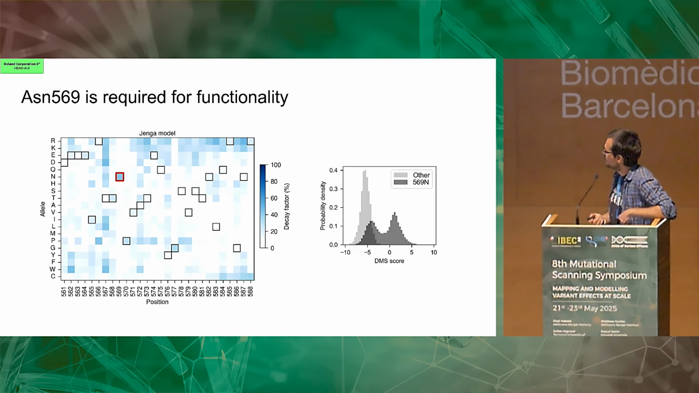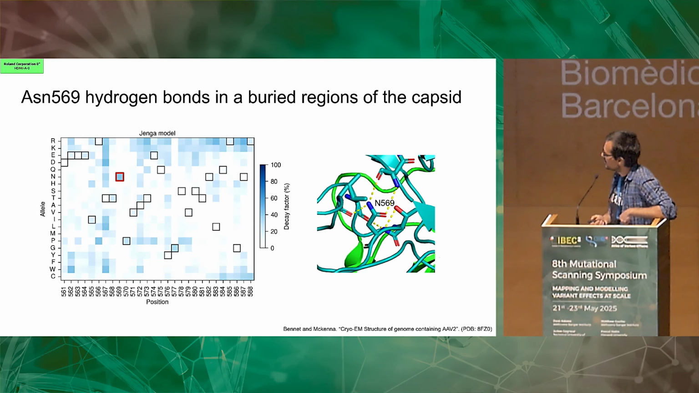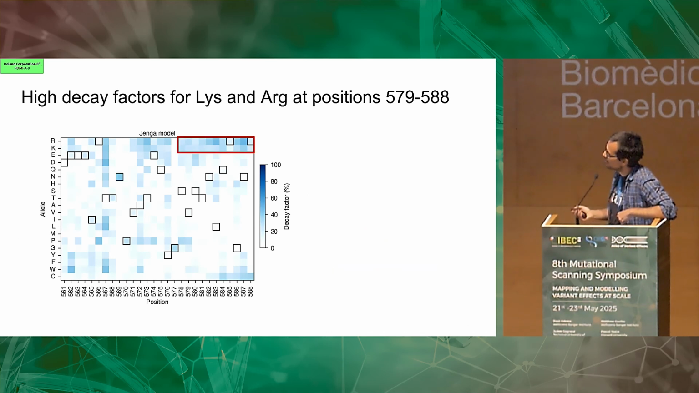When we look at the data, we see that this is required for functionality. So whenever we have this allele, it doesn't matter which other alleles we have at other positions. And this asparagine is located in a very buried region of the structure and is forming a dense network of hydrogen bonds. So whenever we introduce a mutation, even to the most conservative amino acid, it either breaks the hydrogen bonds or induces steric clashes. So it cannot be replaced by anything here, basically. A second example is this region that has systematically high decay factors for lysine and arginine.